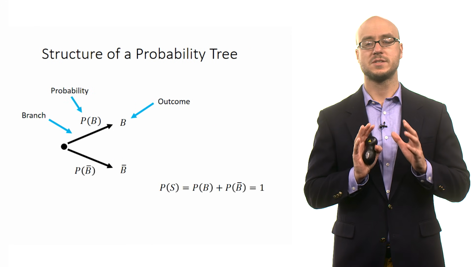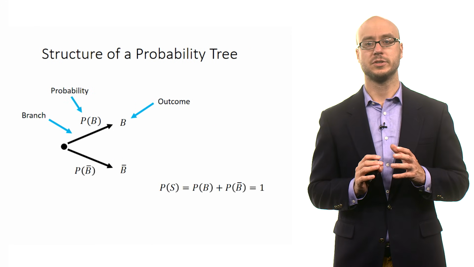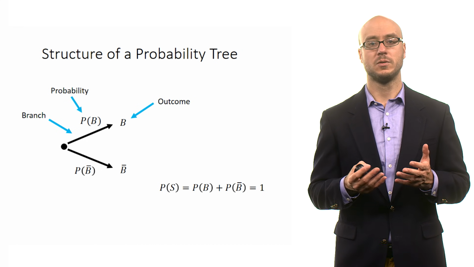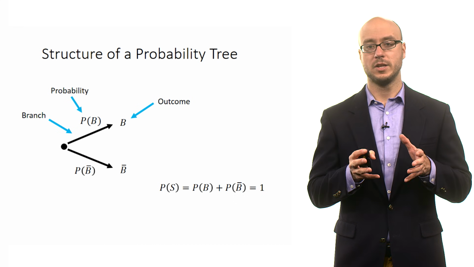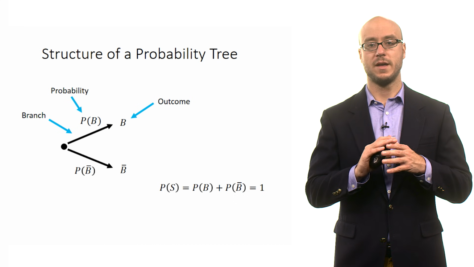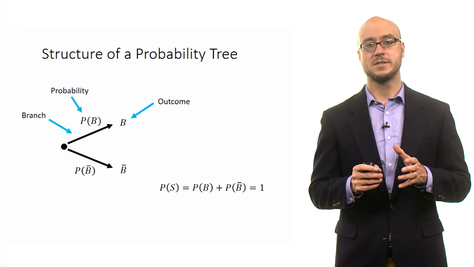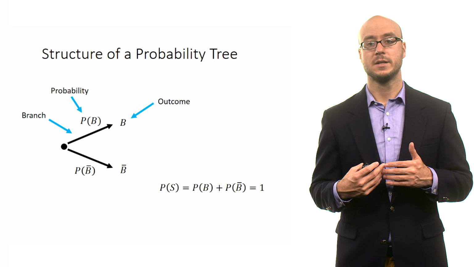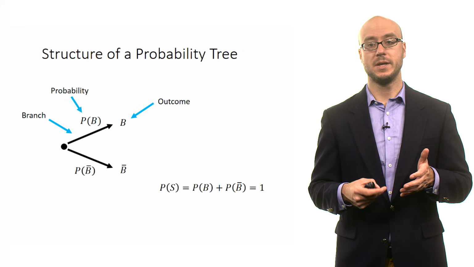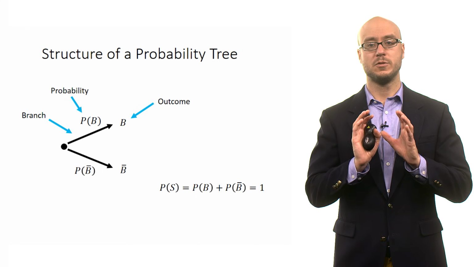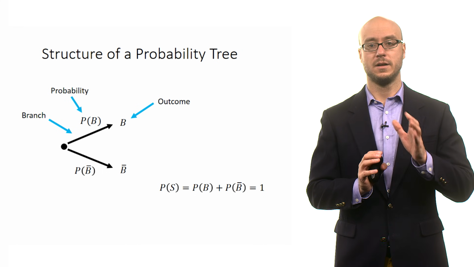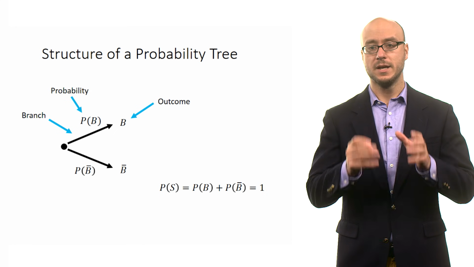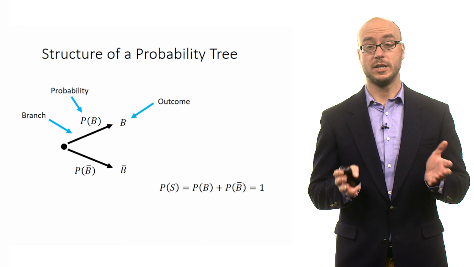Just to emphasize the structure of a probability tree, in the generic sense, besides flipping coins, if you just have one event, B, you can express it in terms of the probability of B and the probability of not B, the complement. And then you have two outcomes, B and not B. And then we add those two probabilities together, the probability of the event of interest, B, and then the probability of not B. That sample space, the probability is going to equal 1.